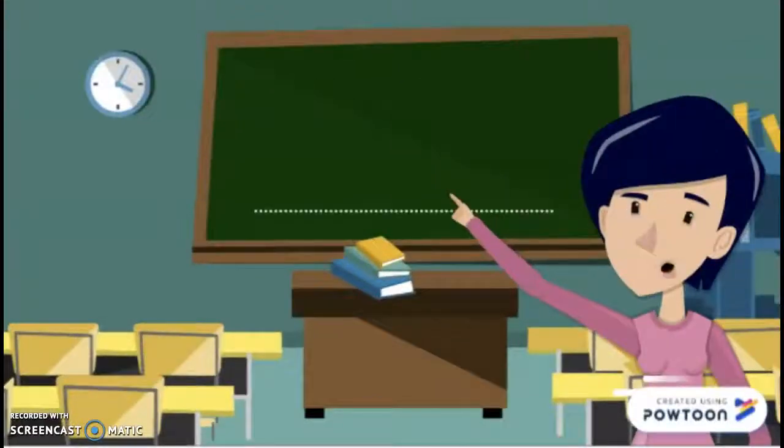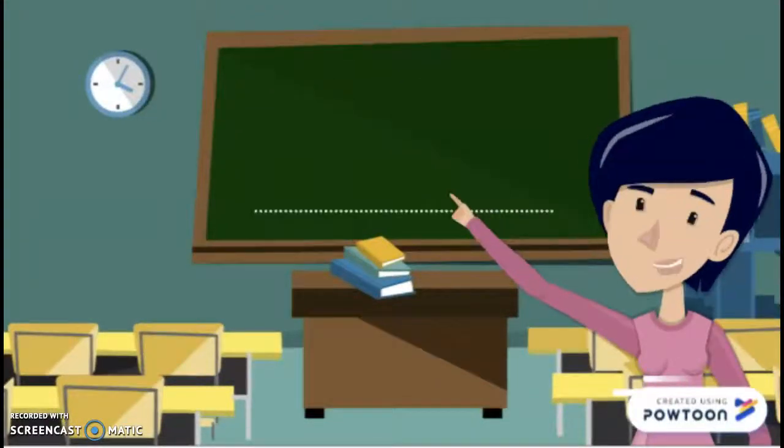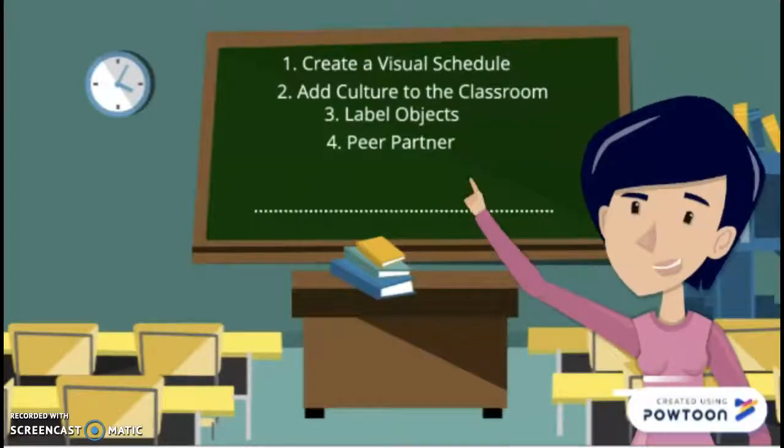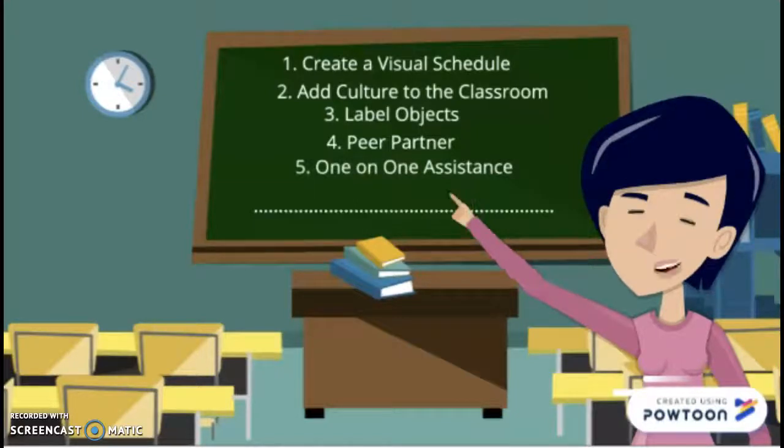A few small ways we can make our students feel more safe and welcome in the classroom are to: 1. Create a visual schedule. 2. Add culture to the classroom. 3. Label objects in their language and English. 4. Peer partner. And 5. One-on-one assistance whenever needed.